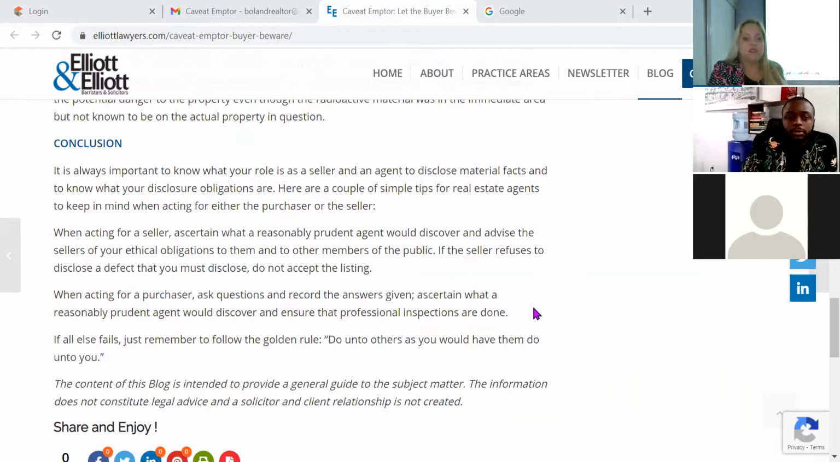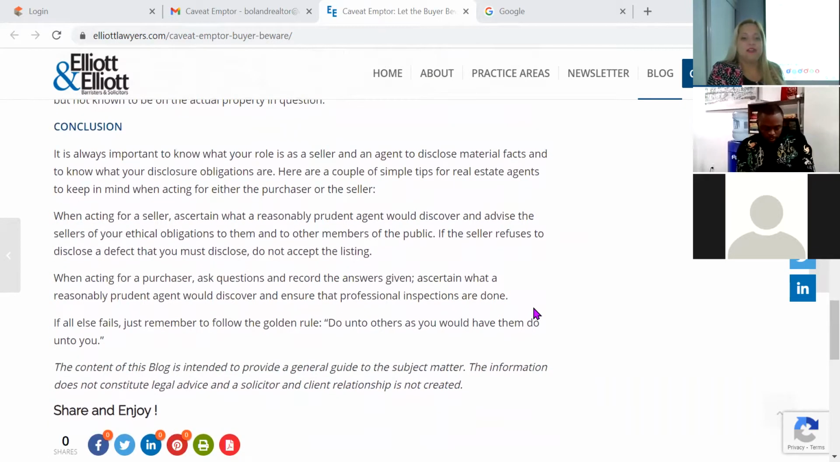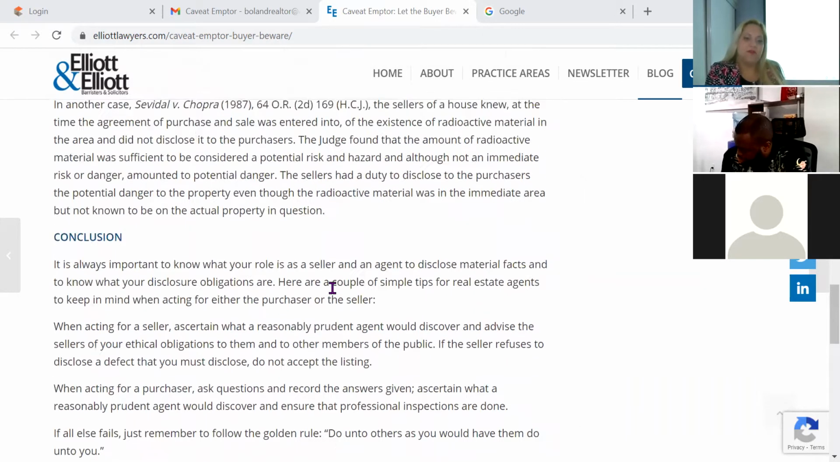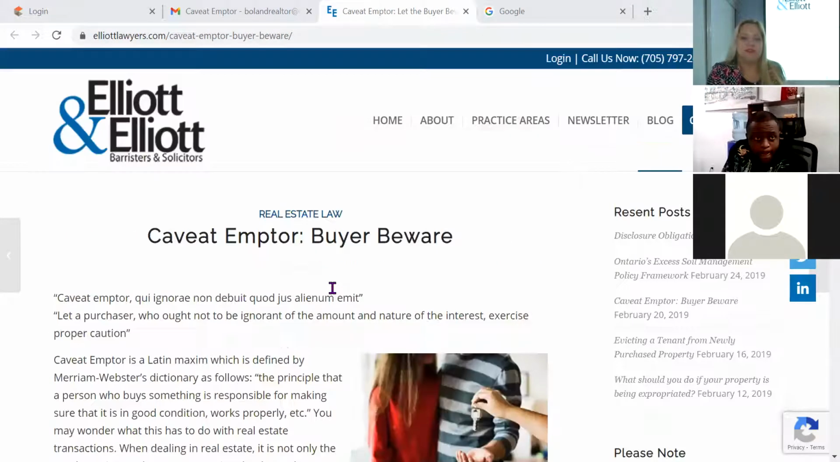In conclusion, it's always important to know what your role is as a seller and an agent to disclose material facts and to know what your disclosure obligations are. And then they just talk about a couple of simple tips we can go forward with, but that pretty much covers what I was covering before. I have other articles I can share with you guys.